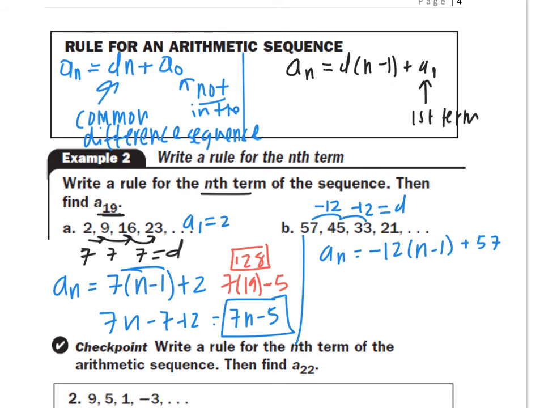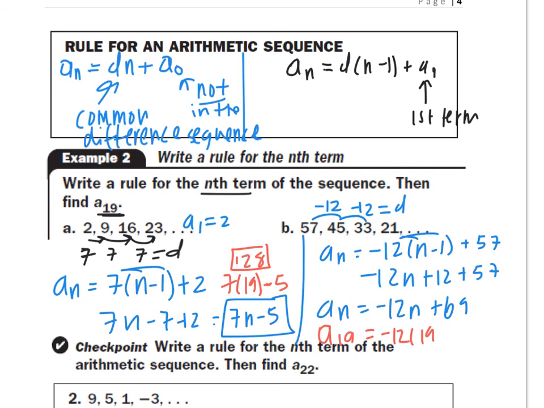So once again, I'm going to distribute this 12. So negative 12n, negative times a negative, positive 12 plus 57, and we get the formula is negative 12n plus 69. If I plug in 19, a19, so negative 12 times 19 plus 69, plug that all in your calculator, and we should get negative 159.